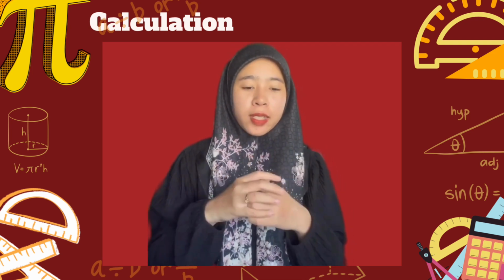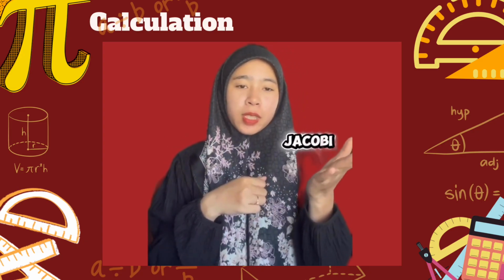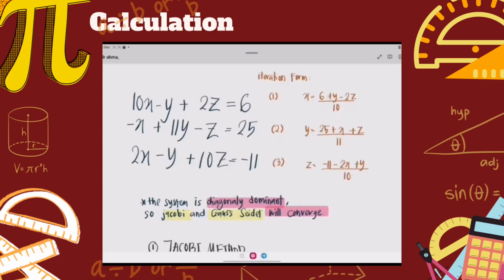In this video, I will show you how to solve a system of linear equations using two methods, which are the Jacobi and Gauss-Seidel methods. You can see here we are given the equations: 10x minus y plus 2z equals 6. The second equation is minus x plus 11y minus z equals 25. And the last equation is 2x minus y plus 10z equals negative 11. As we can see, the system is diagonally dominant, which means both Jacobi and Gauss-Seidel will converge.